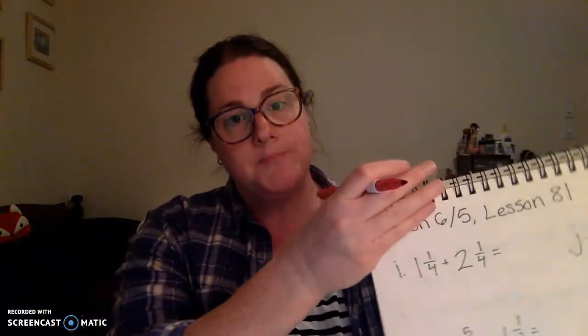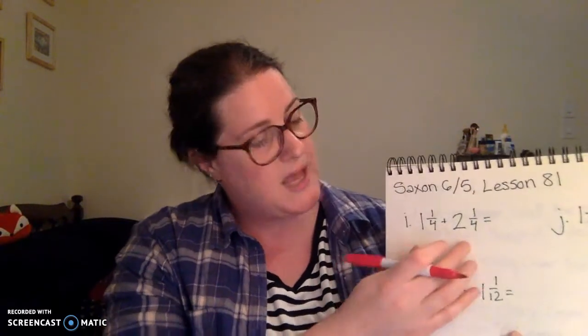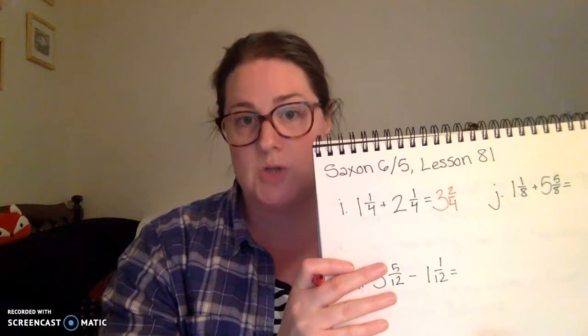And then looking at I through K, we need to find each sum or difference and reduce each answer. Okay? Sum is adding, difference is subtracting. We all know that. So for I, I have 1 and 1/4 plus 2 and 1/4. I'm going to add my whole numbers first. 1 plus 2 is going to give me 3. And then I'm going to add my fractions. 1/4 plus 1/4 is 2/4. So my initial answer is 3 and 2/4.